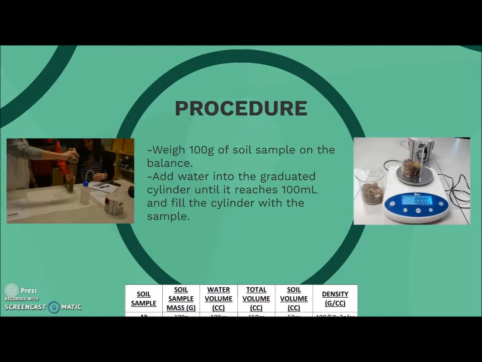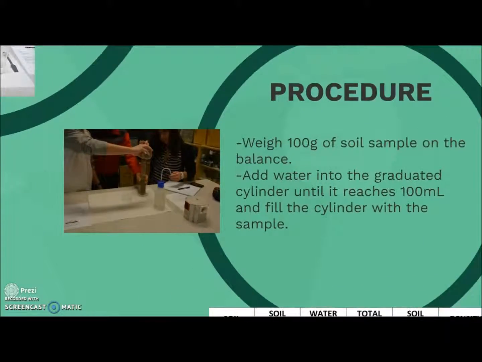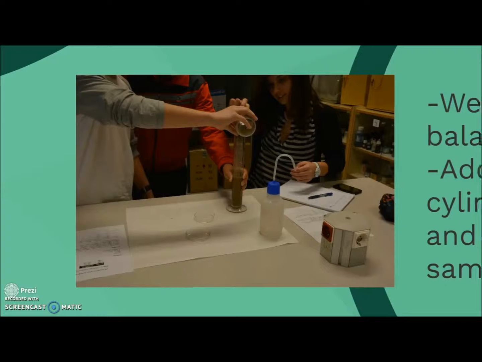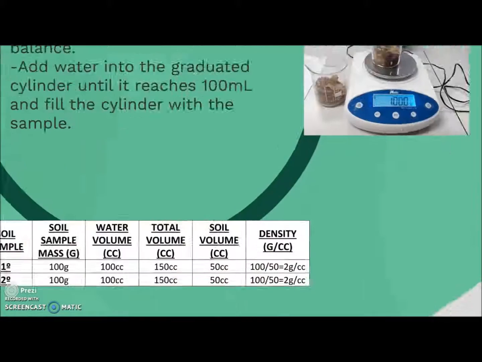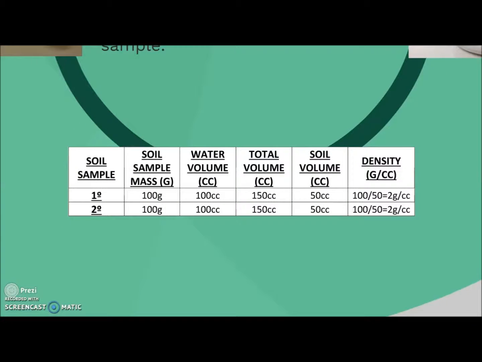Procedure. Weigh 100 grams of soil sample on the balance. Then add water into the graduated cylinder until it reaches 100 milliliters and fill the cylinder with the soil sample. The volume of the water will go up, so the soil volume will increase. Now you have to fill the table.